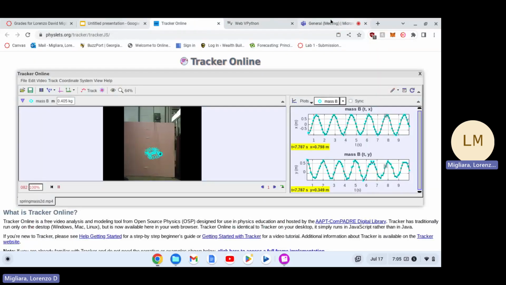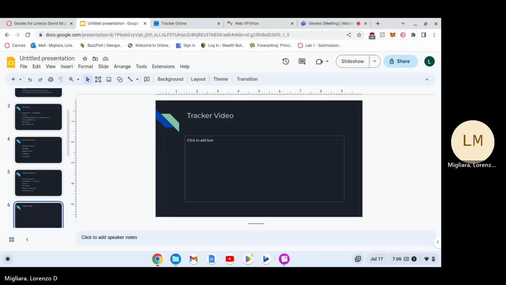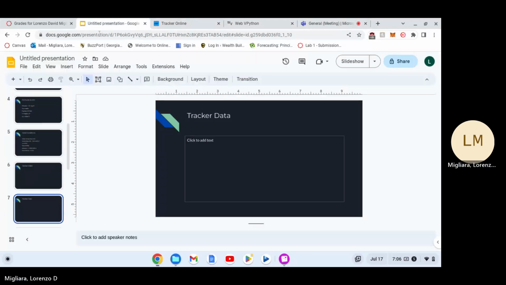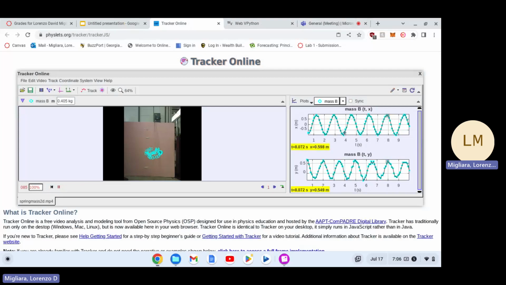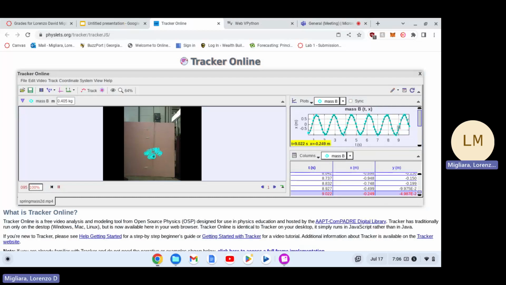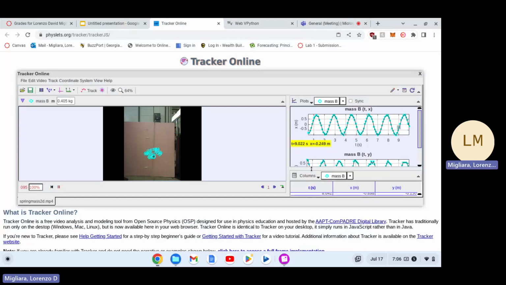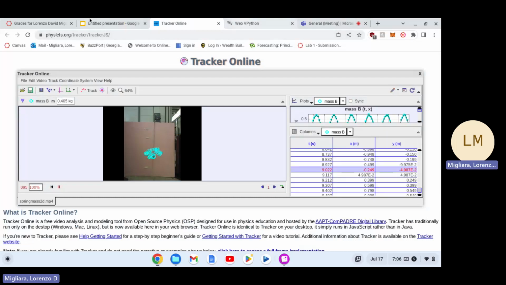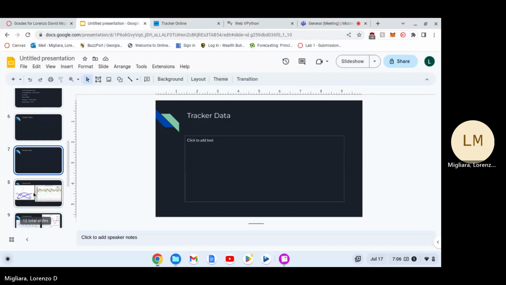Let's go on to the data. So as we can see, the data is here. And obviously, it just oscillates, as you can see with the graph.